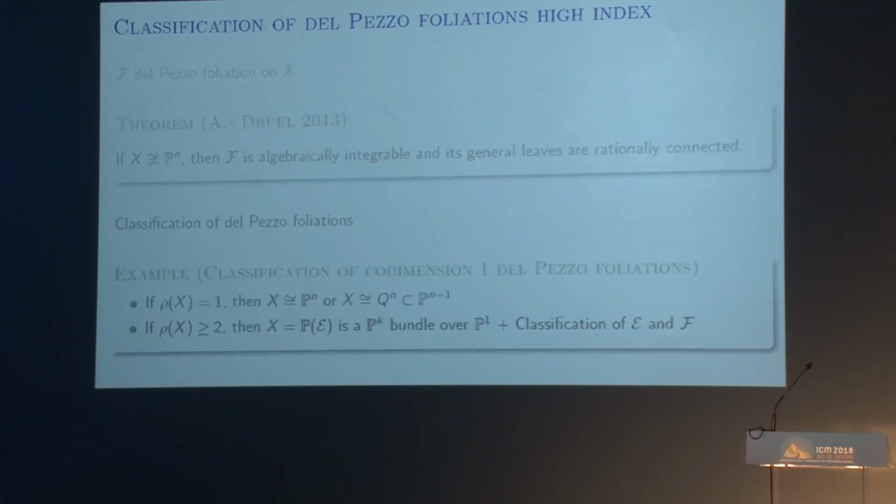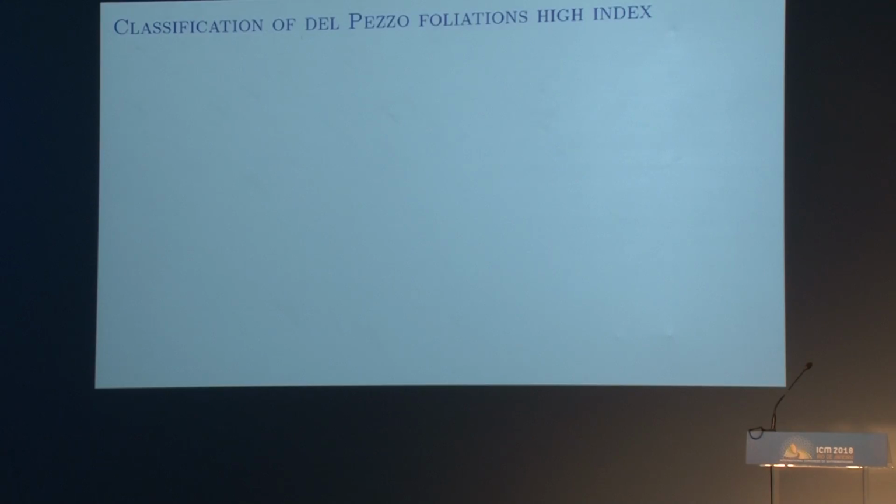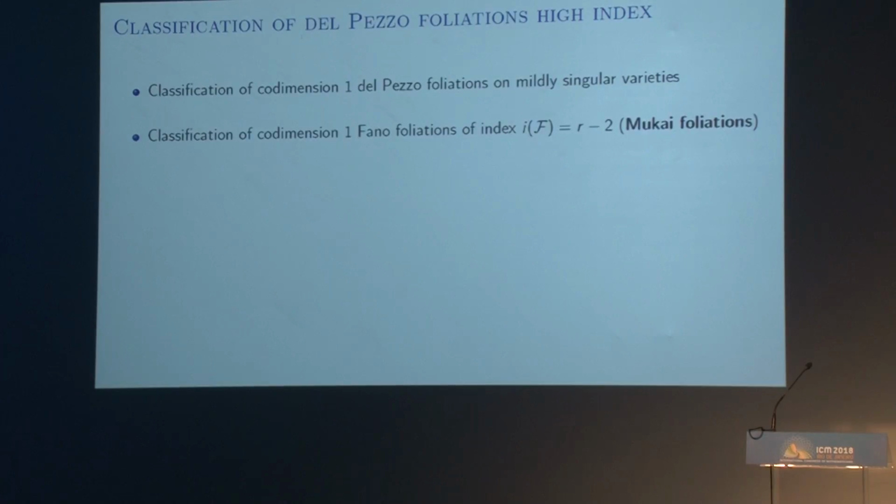Sorry, let me just go back here. I forgot to say something. This was in the Picard number 1 case. If the Picard number is at least 2, we prove that X must be a P^k-bundle over P1. Moreover, we give a precise classification of the possible vector bundles E that may occur, and a complete description of the F's that appear in this case. Again, in the mildly singular case, we get exactly these 2 cases plus the possibility of being a certain cone.